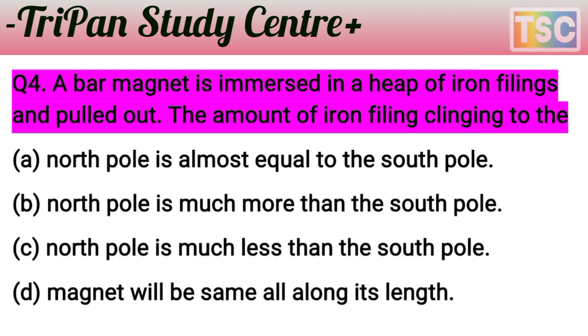North pole is almost equal to south pole. The reason is the amount of iron filings that cling to each is almost the same. The north pole is almost equal to the south pole. A option is correct for this question. A is correct. Let's see the next question here.